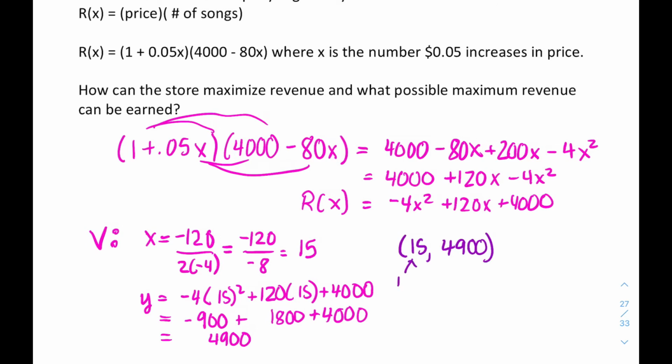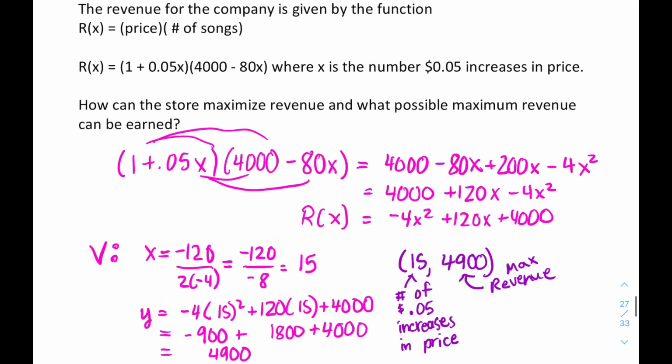So think about what x stands for. x is the number of 5-cent price increases. So the number of 5-cent price increases that's going to maximize our revenue is 15 five-cent price increases from the price I'm at right now. If you look at what I got out for my maximum revenue, it's a maximum of $4,900.